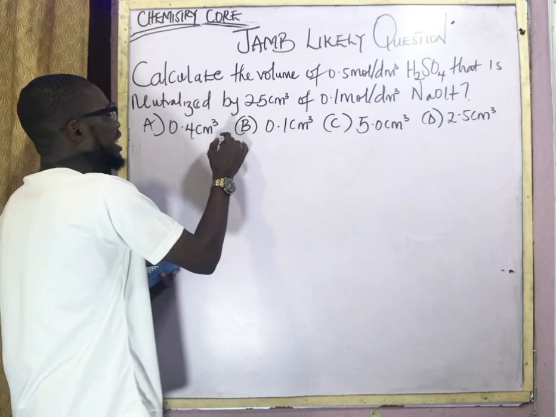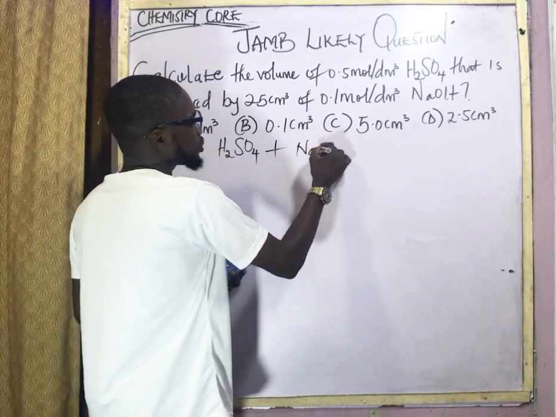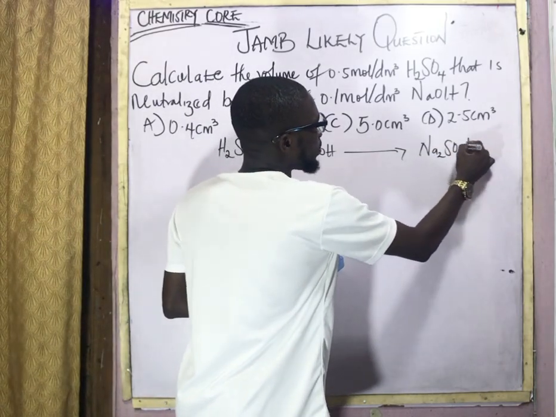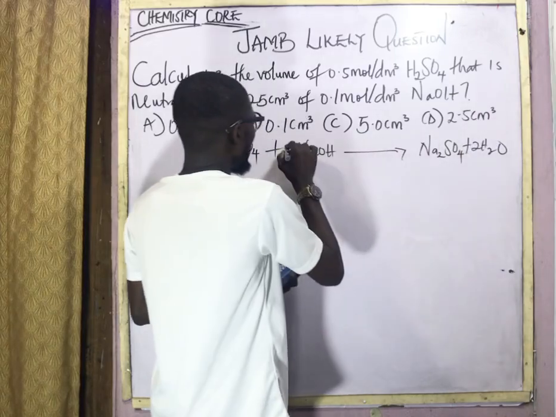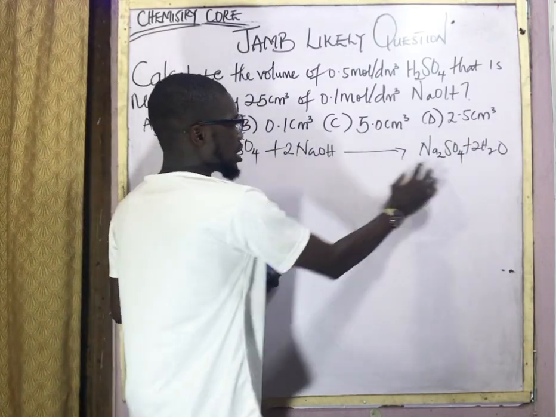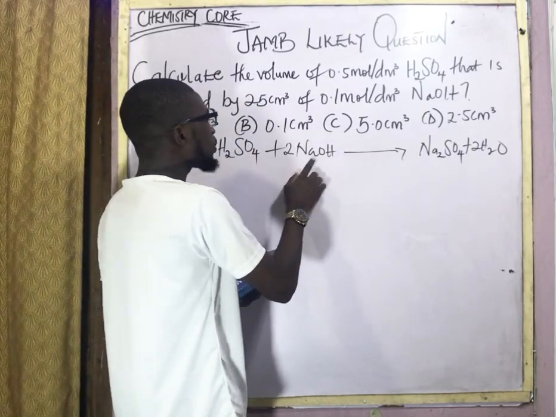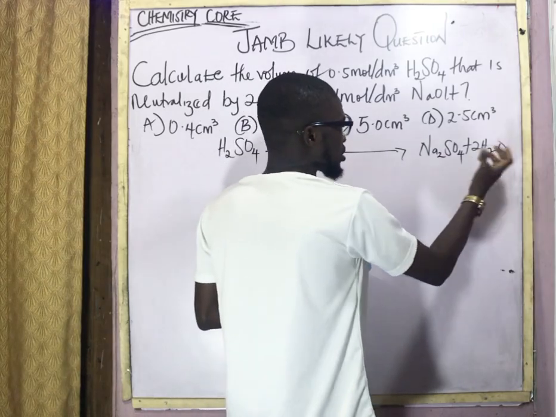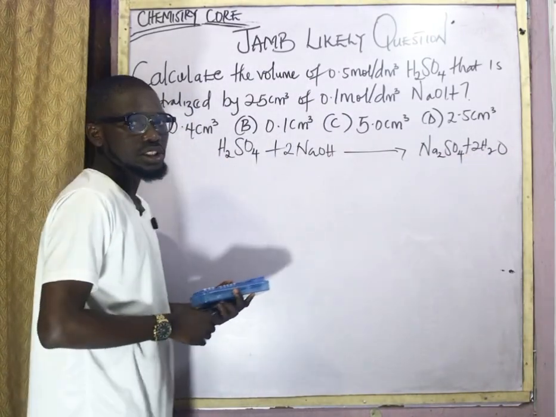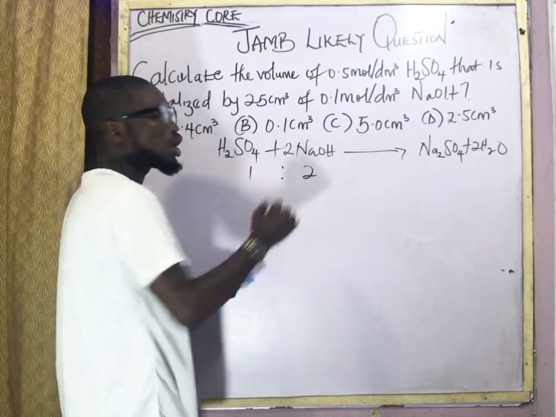So now, the acid is H2SO4 plus sodium hydroxide. That will give us Na2SO4 plus 2H2O. Now let's check if this is balanced. We have 2 sodium here, yes. 1 sulfur, yes. Oxygen is how many here? 4 plus 2, we have 6. We have 4 here plus 2 here, 6. Hydrogen is 4 here. We have 2 hydrogen here plus these 2 hydrogen. Now it is balanced. So 1 mole of this, 2 mole of the base.